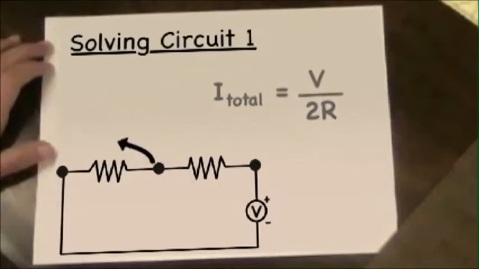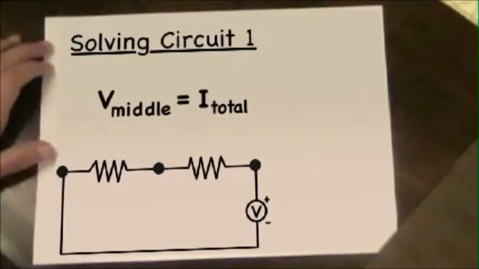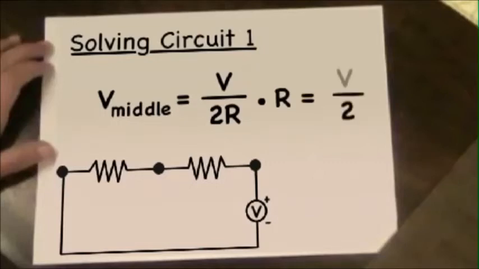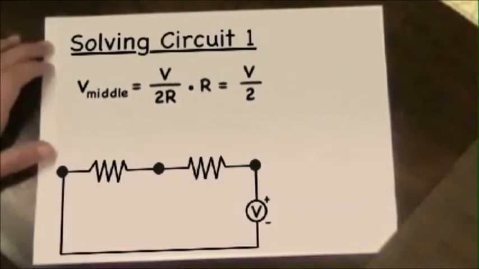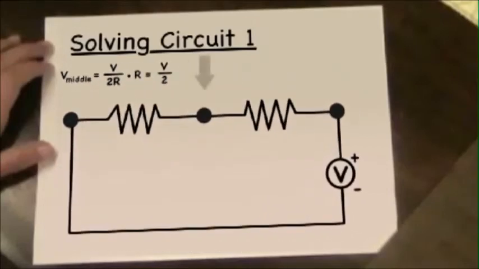We can now solve for V middle, which equals I total times R. Since we just solved for I total, we can plug that into the equation, and we get V middle equals V divided by 2R times R, which equals V over 2. This means that we'd expect the water height at the middle of the circuit to equal half of the total water height of the pressure source on the right. From the experiment, we find a very similar result.